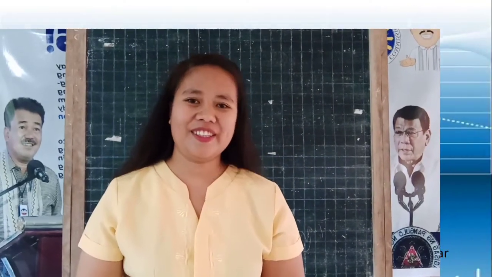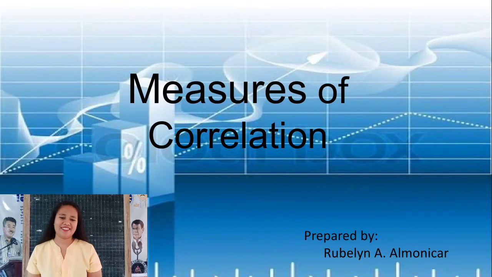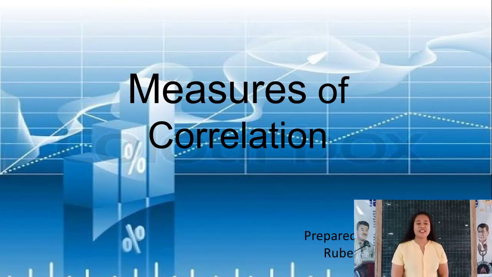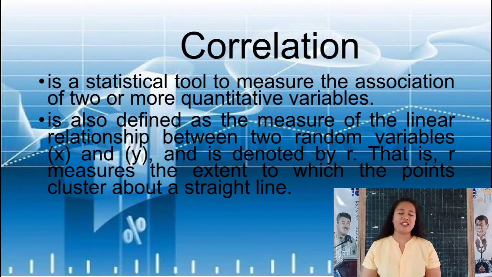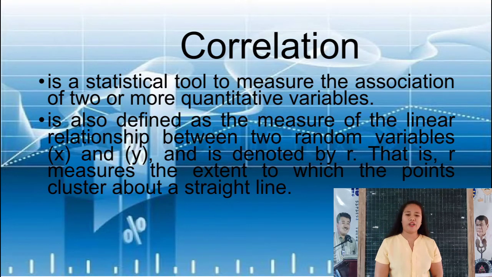Now we are going to learn the measures of correlation. Correlation is a statistical tool to measure the association of two or more quantitative variables. It is also defined as the measure of linear relationship between two random variables x and y, and is denoted by the symbol r. That is, r measures the extent to which the points cluster about a straight line.